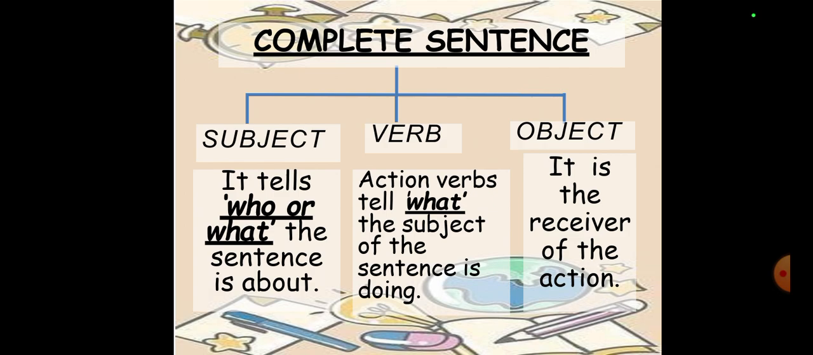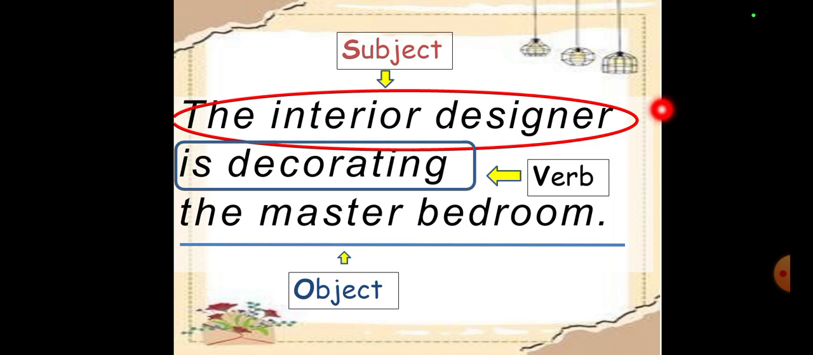I hope you are clear with subject, that is the doer of the action, verb, that is the action being performed, and object, that is the receiver of the action. For example: the interior designer is decorating the master bedroom. The interior designer is the subject, because it is the doer of the action. Decorating is the verb, that is an action. The master bedroom is the object.